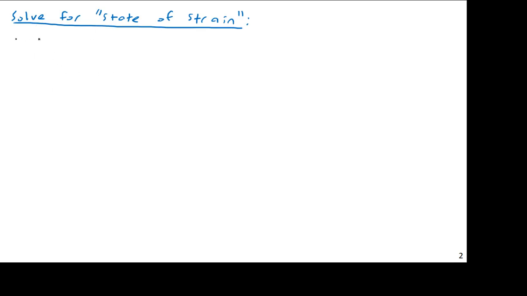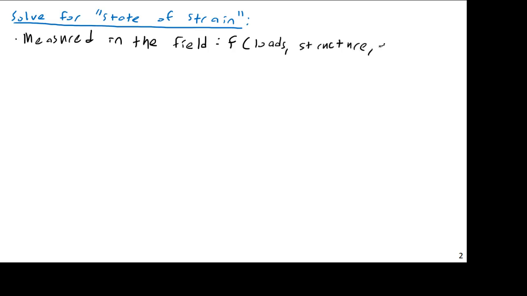So let's write this down. Normal strains are measured in the field, and they are a function of the loads, structure, etc. Normal strains are measured in a single direction. Strain gauges measure strain in a single direction, but from those we can calculate other strains. A strain rosette is composed of a series of strain gauges positioned at different angles, each measured in one direction.